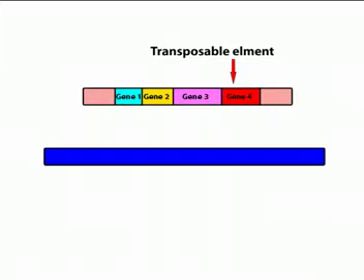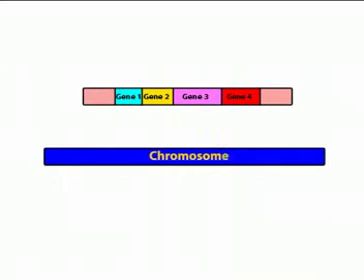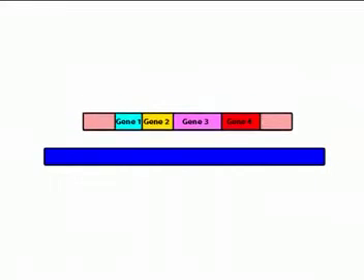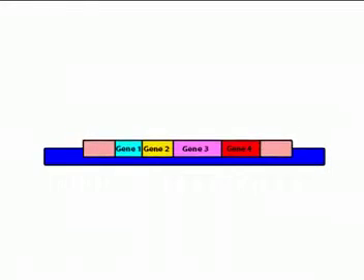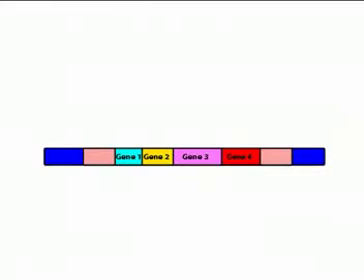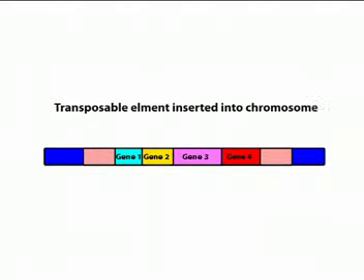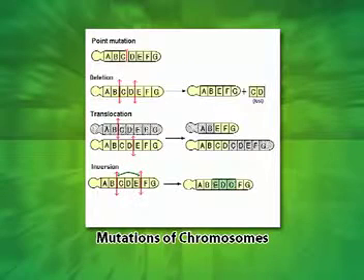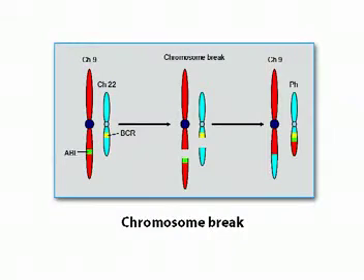Transposable elements are repetitive genomic sequences that are able to move or transpose from one chromosomal location to another. These elements move from one position to another in the genome and are responsible for an assortment of genetic instabilities, including mutation and chromosome breakage.